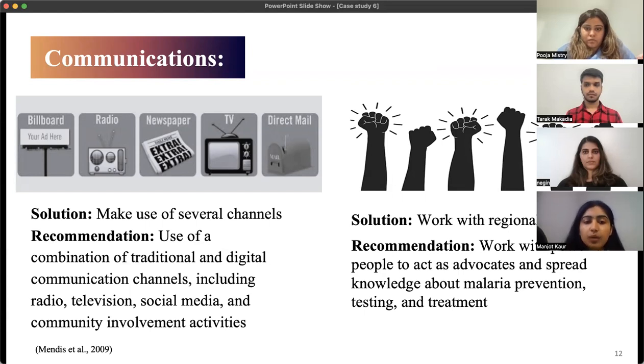Second is to work with regional authorities. I recommend to work with powerful people to act as advocates and spread knowledge about malaria prevention, testing, and treatment. Examples of these people include recognized community leaders, religious leaders, or medical experts.